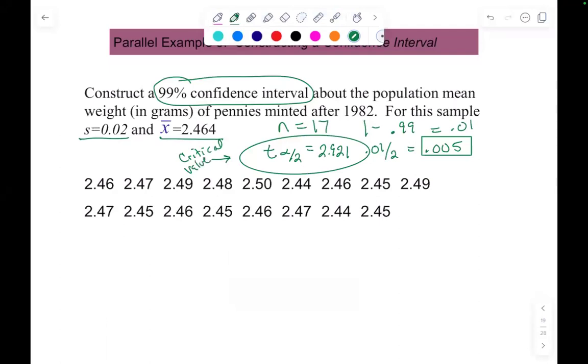So what I'm going to have is X bar plus or minus my margin of error. So just like when we were using z-scores, it's the critical value times the standard deviation. So my margin of error is going to look like this. 2.921 times, I'm going to use parentheses, my standard deviation divided by the square root of my sample size. Here you're using the sample size. Don't do n minus 1 for the standard deviation.